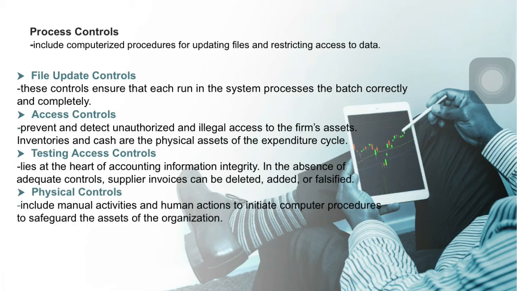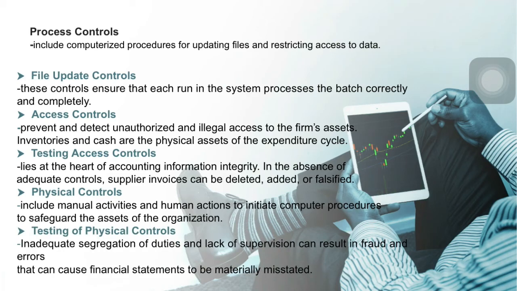Next, physical controls include manual activities and human actions to initiate computer procedures to safeguard the assets of the organization. Testing physical controls: inadequate segregation of duties and lack of supervision can result in fraud and errors that can cause financial statements to be materially misstated. The exposure issues here are similar to the access control issues discussed earlier.